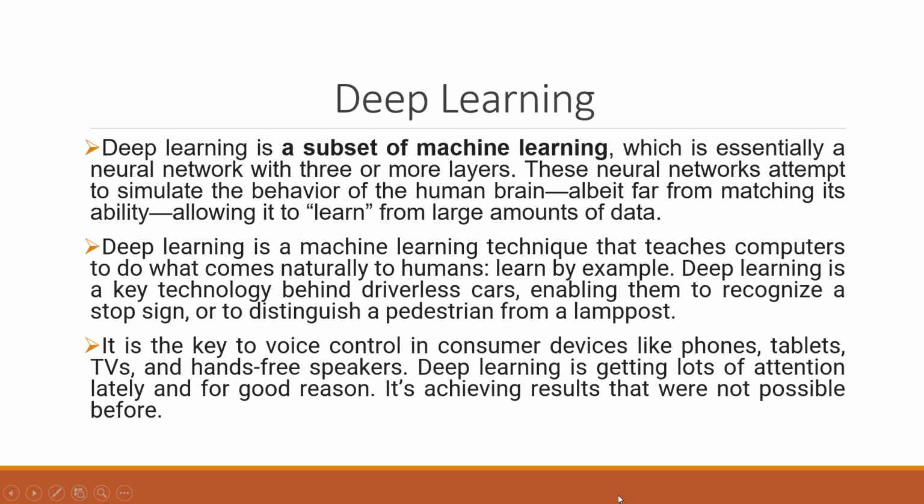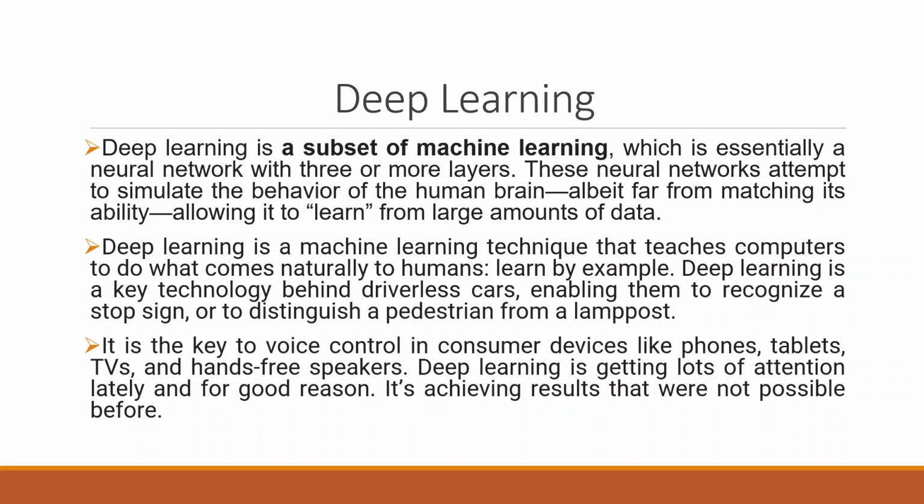Deep learning is a subset of machine learning, which is essentially a neural network with three or more layers. These neural networks attempt to simulate the behavior of the human brain, albeit far from matching its ability, allowing it to learn from large amounts of data. Deep learning is a machine learning technique that teaches computers to do what comes naturally to humans.